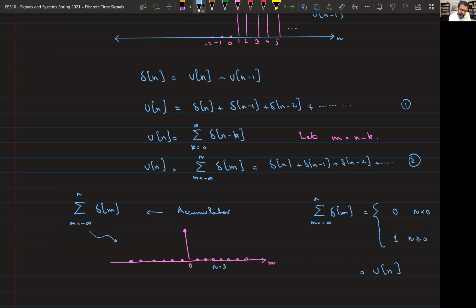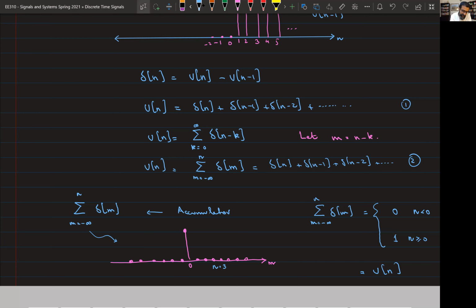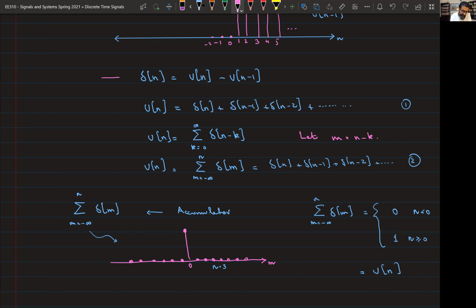I also want to draw parallels to continuous time. So this is a difference. We're saying that the unit impulse is equal to the first difference of the unit step, just like in continuous time the unit impulse was equal to the first derivative of the unit step. The equivalent of the first derivative in discrete time is the first difference, which is u of n minus u of n minus 1.